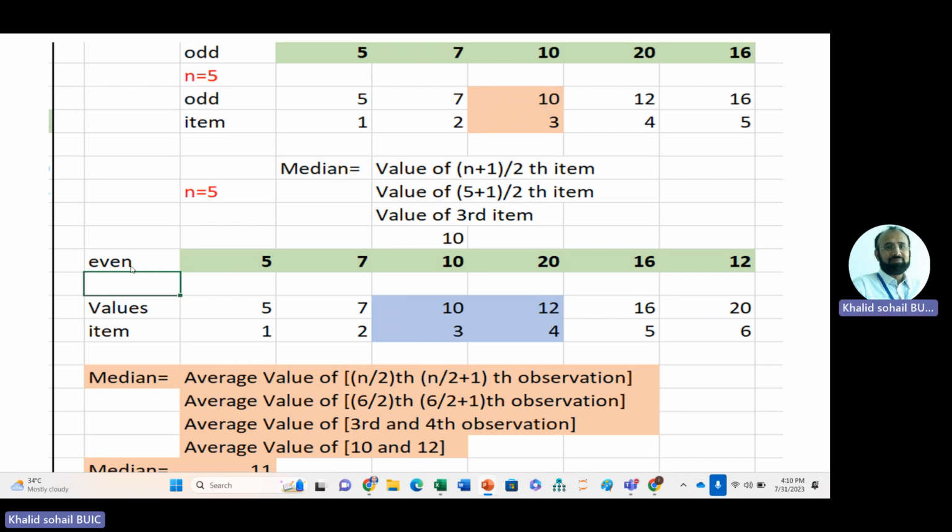Now, for example, we have an even number, like these six numbers. First we arrange the data, and then we apply this formula. So here 6 by 2 and 6 by 2 plus 1. Solving this, we get the third and fourth values, which are 10 and 20. We take the average of 10 and 20 and we get 11. So our median in this case is 11.